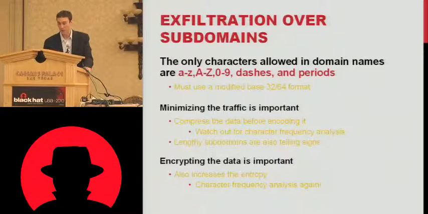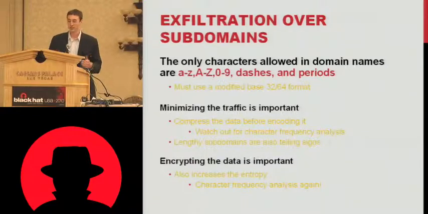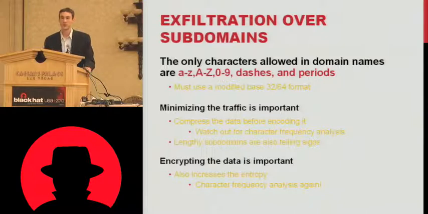But one thing you have to watch out for at that point is character frequency analysis, because compressing the data is going to increase the entropy of it. And once you do that, entropy is basically your randomness. And typically data in all languages, including domains, which I'm going to show in a little bit, have certain characters that show up more than others. Everyone's played Hangman. It's the same premise. So you want to make sure you're not sending too much random-looking data through it. And then encrypting the data is also important, but once again, you're probably going to be increasing the entropy there.